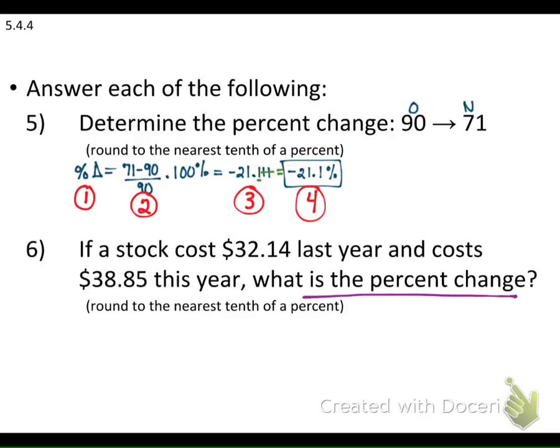Percent change. So we're going to do the exact same thing. Before we start, we need to identify the old number and the new number. So what's my old number? Yeah, because it says it's from last year. That's my old number. My new number is going to be the number for this year.